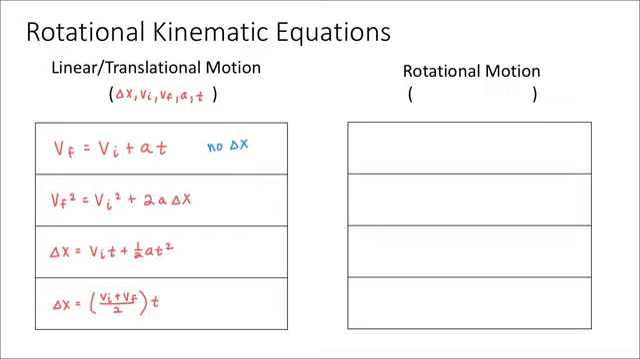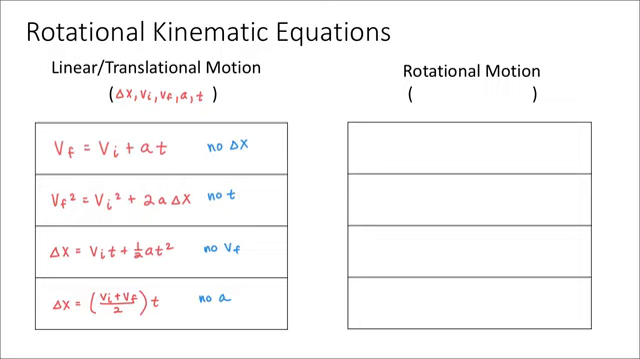This second equation, if you remember, did not have time in it. This third equation was missing final velocity, and the fourth equation was not given an acceleration. And again, these equations were applicable only for constant acceleration.